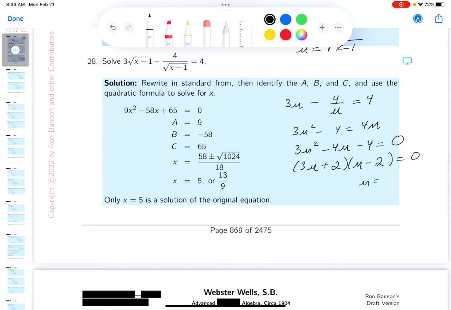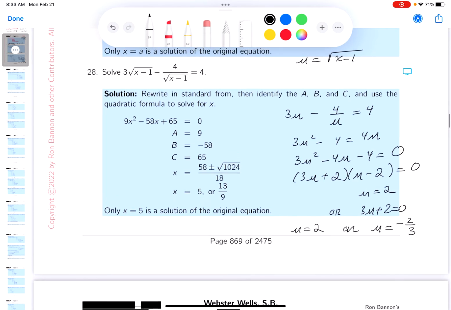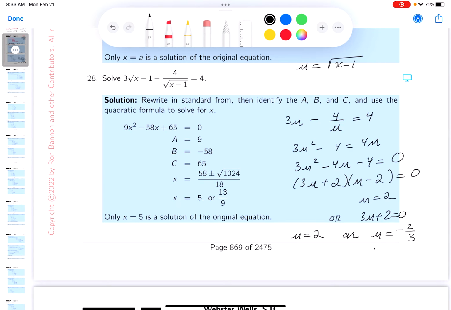So what do I get? I get u equals 2, or I'm sorry, I shouldn't write that down. Let me put it over here. Or 3u plus 2 equals 0. So I'm going to say u could be 2, or u could be minus 2/3. All right? So the problem with this over here, I hope you realize that this is out of the question. Because what do we have over here? We have this. There's no way the square root of x minus 1 would equal minus 2/3 in a real number system. So I got one to do now.